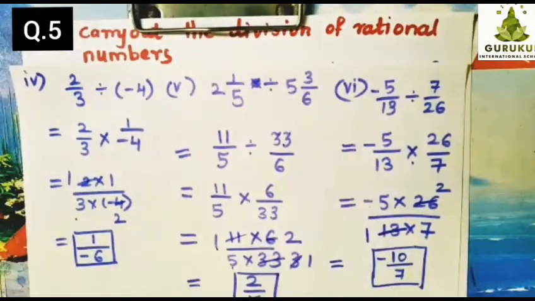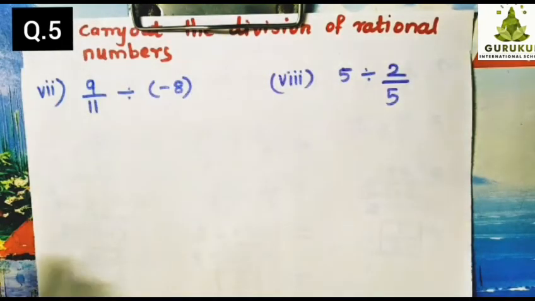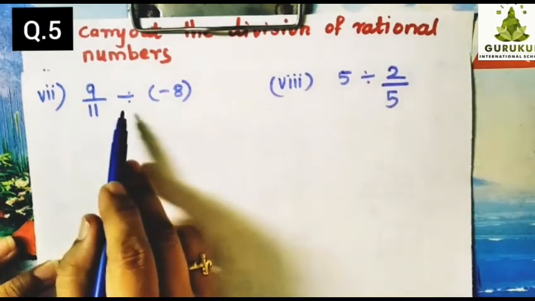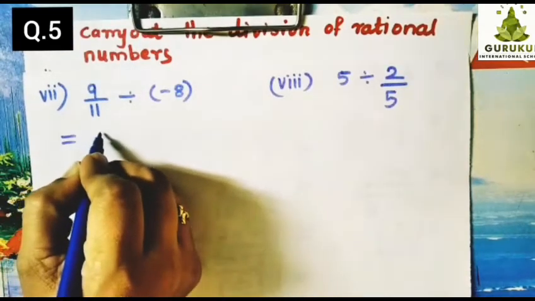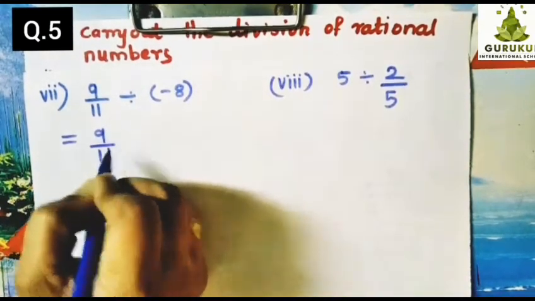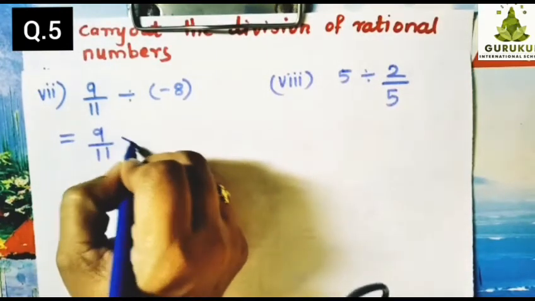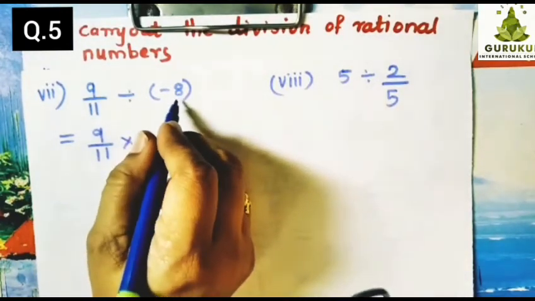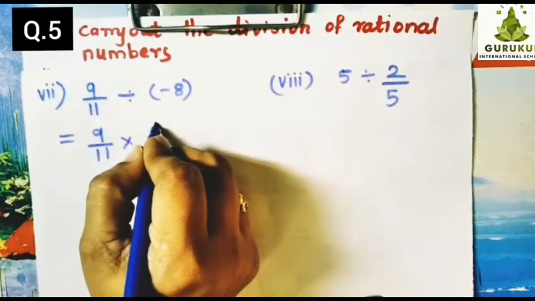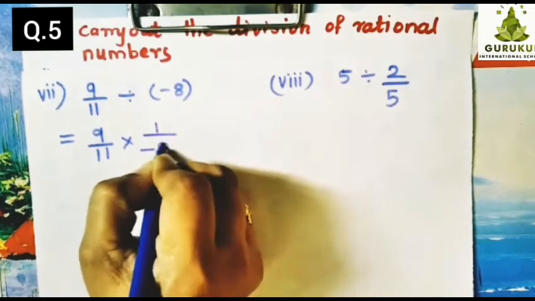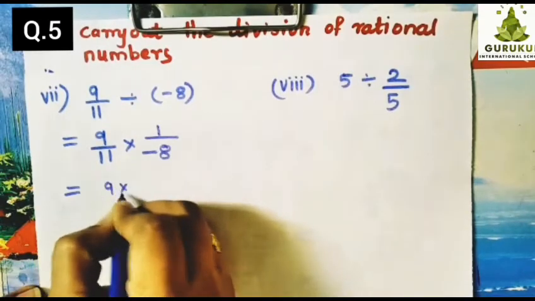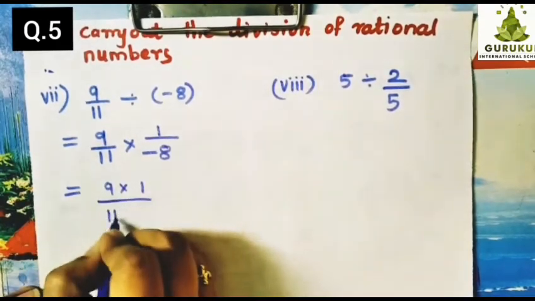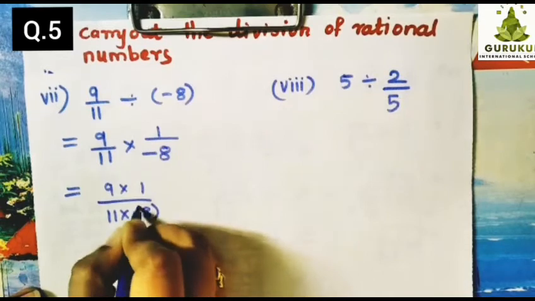Let's go for 7th and 8th sum. 7th sum, 9 upon 11 divided by minus 8. So write it as it is. First fraction we will write as it is, 9 upon 11. Convert this to multiplication, and inverse for this fraction will be 1 upon minus 8. Okay. So write the numbers together. 9 into 1 upon 11 into minus 8.